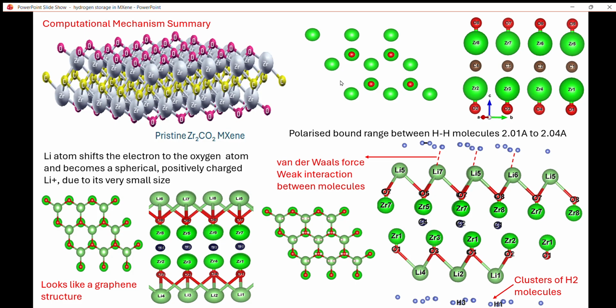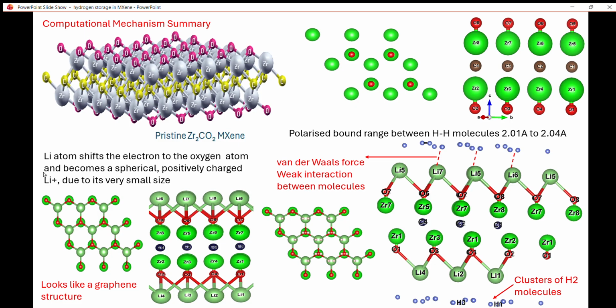Like if I replace the oxygen atom with hydrogen, okay, yes, it is a way. If I replace the oxygen atom directly with the hydrogen molecule, then the bonds between the zirconium and hydrogen are very strong, and the physical state of zirconium is not the MXene. That's due to these facts. We go to the sites of zirconium to add the lithium in zirconium, pure MXene, zirconium carbon oxides.